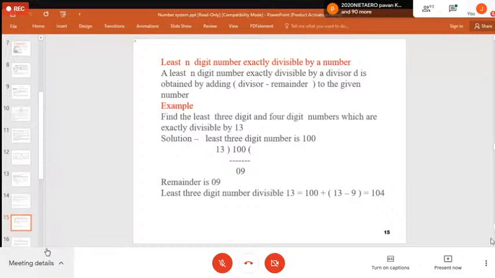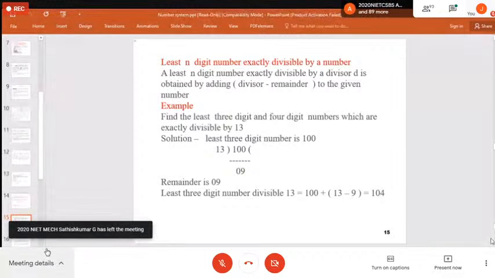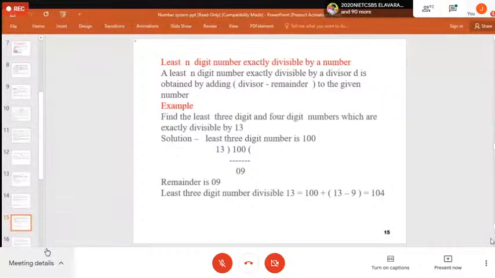Similarly, we can find the least 4-digit number which is exactly divisible by 13, following the same procedure. The least 4-digit number is 1000. Divide 1000 by 13 and you will get some remainder. Subtract this remainder from the divisor 13 and you will get a new number. Add that new number to 1000 and you will get another number. That number is the least 4-digit number divisible by 13. This is the procedure to find the least n-digit number.